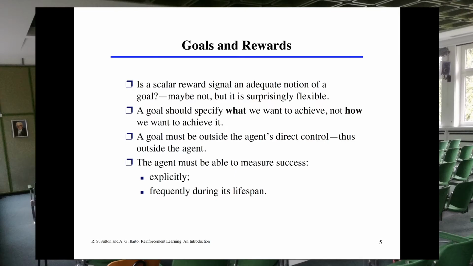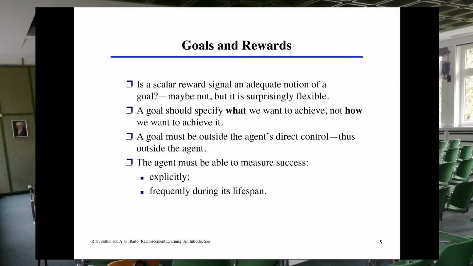And a goal should specify what we want to achieve, not how we want to achieve it. So the goal should be a signal, a number saying, okay, this is a state that is very good, so I'm giving you a large reward, but I'm not going to tell you how you should arrive at this state. That's your task. That's what the agent needs to learn.